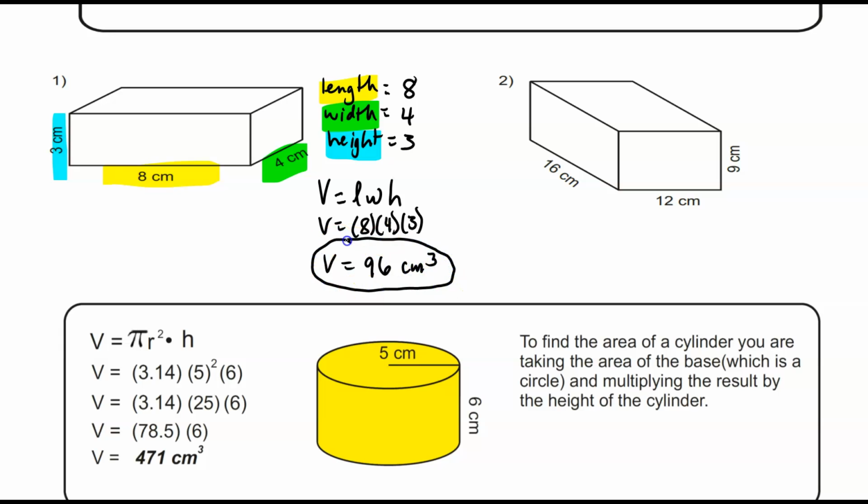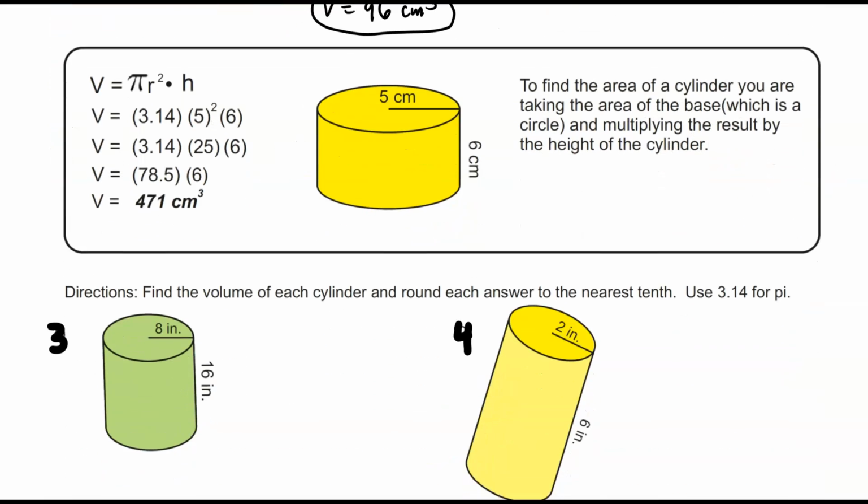Okay, so you were going to do number 2 on your own. Remember, again, set it up with length, width, height, and write out your formula. V equals length times width times height. Now, the formula is going to change today because you'll notice our base shape is no longer a rectangle. Our base shape is a circle, right? If I were to draw this out just like that all the way around.